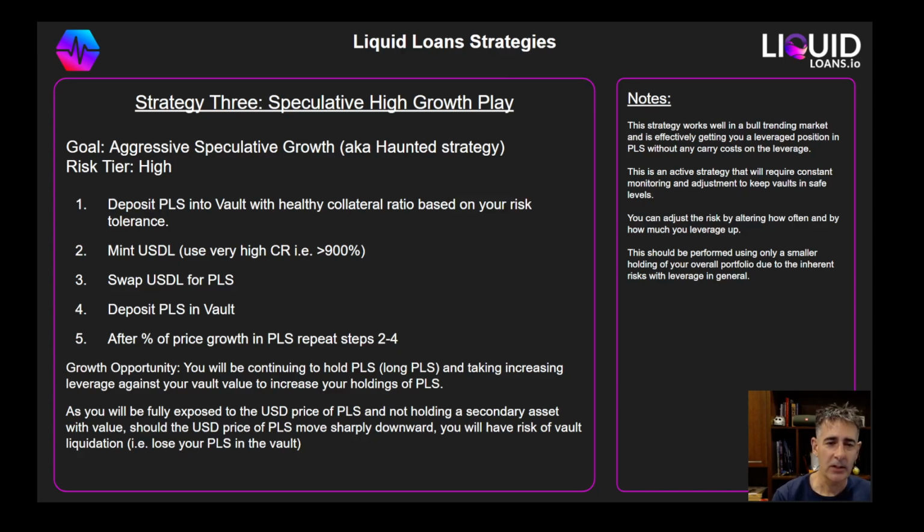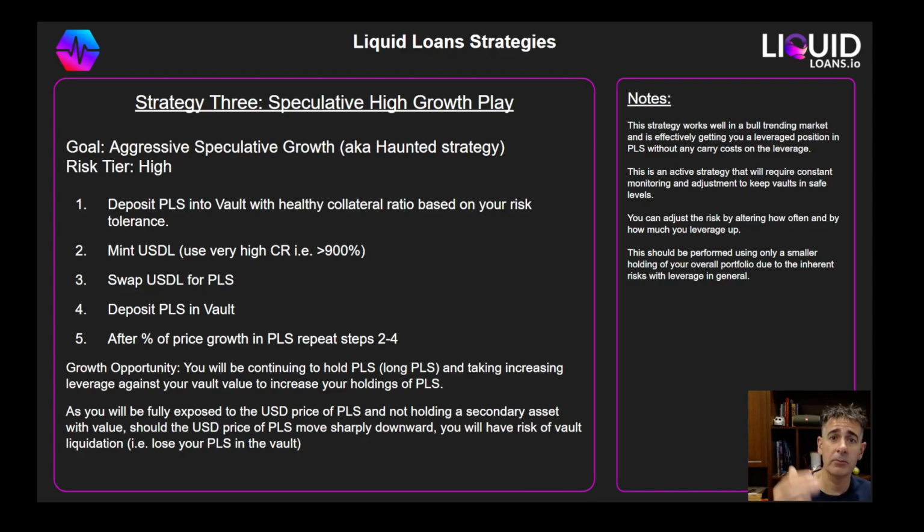I've waffled a little bit, so let's quickly recover. Deposited Pulse, withdrew USDL, turned it into Pulse, put that back in the vault. And now what we're doing is after we see a certain percentage of growth in USD price terms. So let's just say we've got a bunch of Pulse and it's worth $10,000 in USD value. We've extracted $1,000 of value, turned it into Pulse, put that back in the vault. So now we've got $11,000 worth of value sitting in our vault.